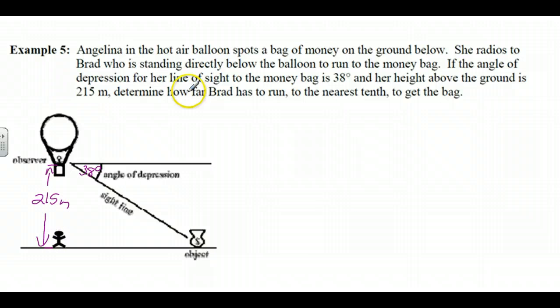Determine, show work, how far Brad has to run. So this is the distance that we're going to determine to the nearest tenth. Okay, and it'll be the tenth of a meter because our distance is given in meters in order for Brad to get to the bag. So what we're going to do actually is complete the triangle here and say, well, this is a 90-degree angle since the horizontal is perpendicular to a direct distance down to the object here. And this is 215 meters.